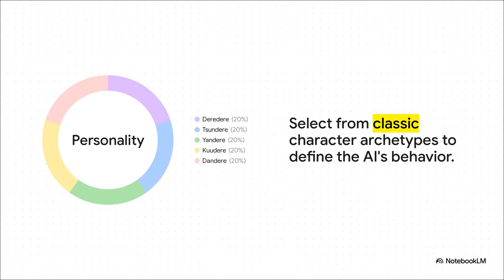And this is where the real fun begins. You get to define the AI's entire vibe by picking from these classic character archetypes. And these aren't just labels, right? They're basically different behavioral programs. So, for example, if you pick Tsundere, you get a character who's all tough and prickly on the outside, but is secretly super caring. Or you could go Dere for an AI that's just sweet and affectionate from the get-go. Each choice loads a totally different set of instructions.